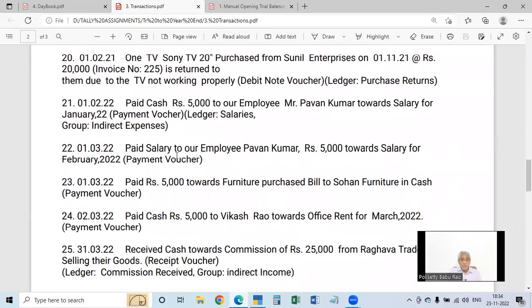Then 1.3: paid salary to the same employee, 5,000 towards salary for February. Again the same entry in the payment voucher. In the narration you write, being salary paid for February, that's all. Narration means a brief description that you have to give. So being salary paid for February is enough.